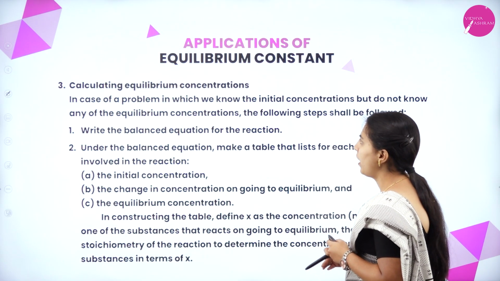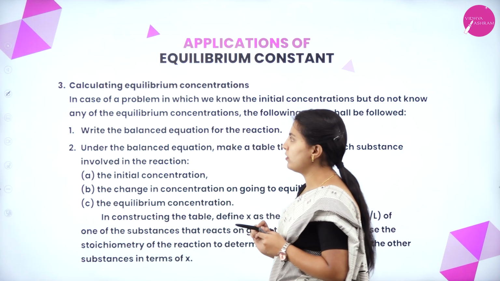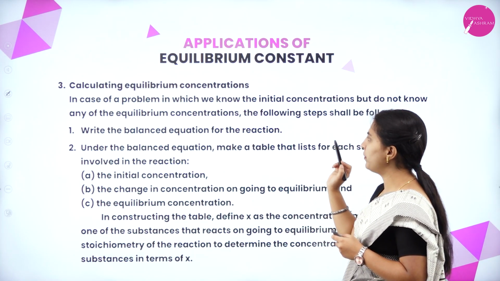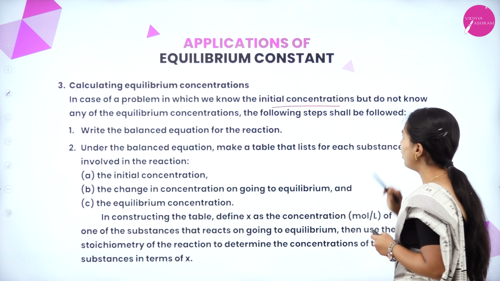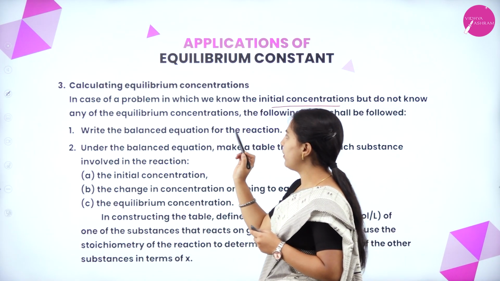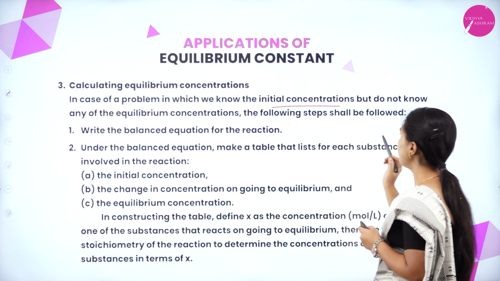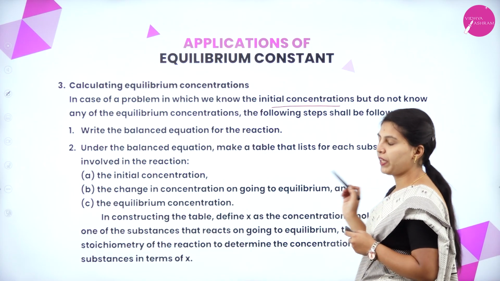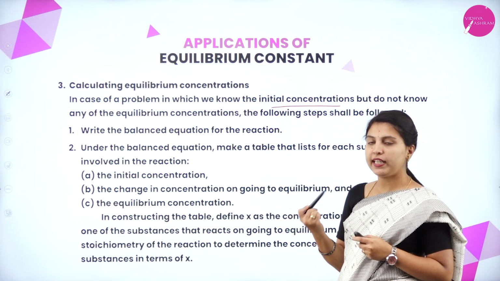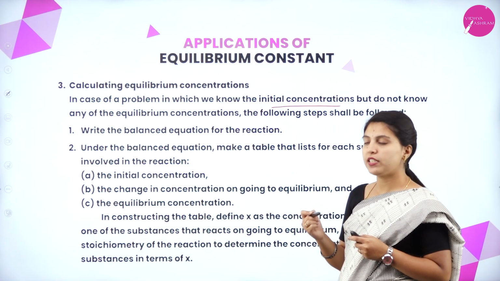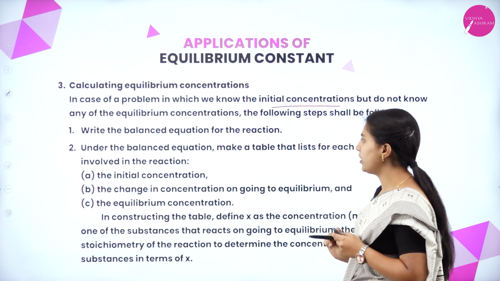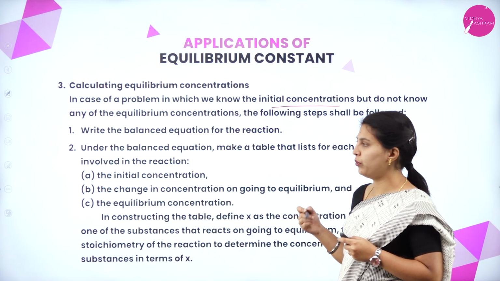Next one, calculating equilibrium concentration. In case of a problem in which we know the initial concentration but do not know any of the equilibrium concentrations, the following steps shall be followed. In any such problem, where we know the initial concentration but not any equilibrium concentration, what do we have to do?